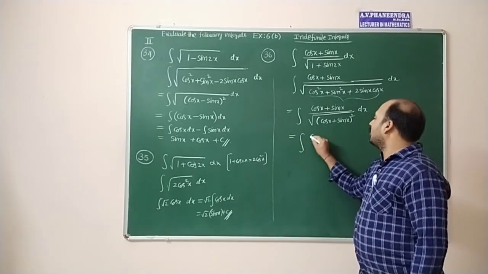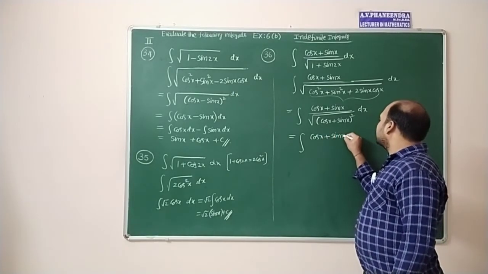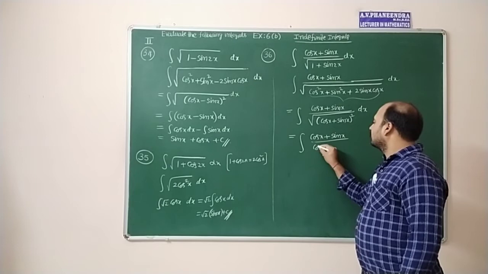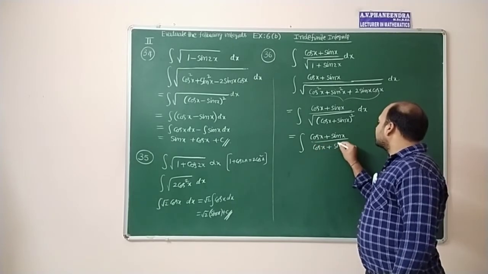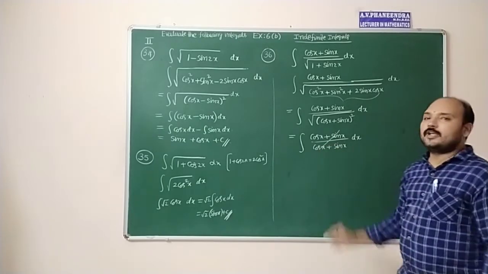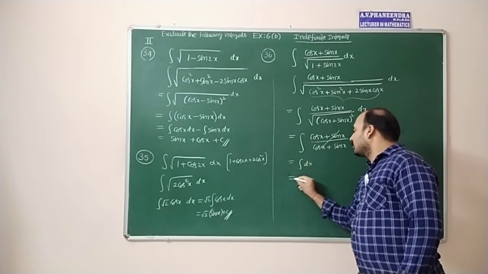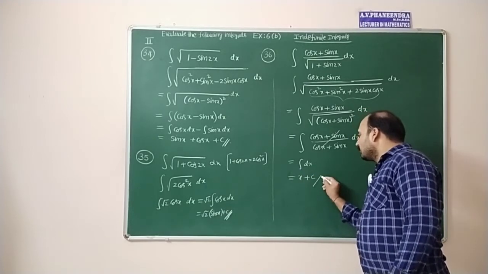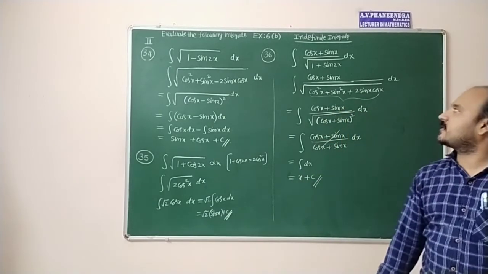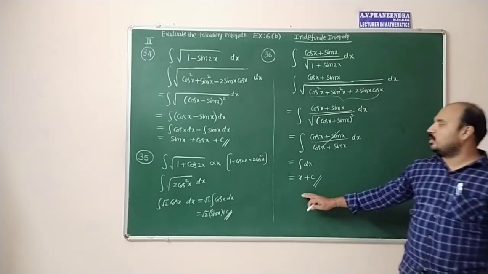Now integral cos x plus sin x divided by cos x plus sin x into dx. Integral dx, which is equal to x plus c. Therefore, integral cos x plus sin x by square root of 1 plus sin 2x into dx is equal to x plus c.